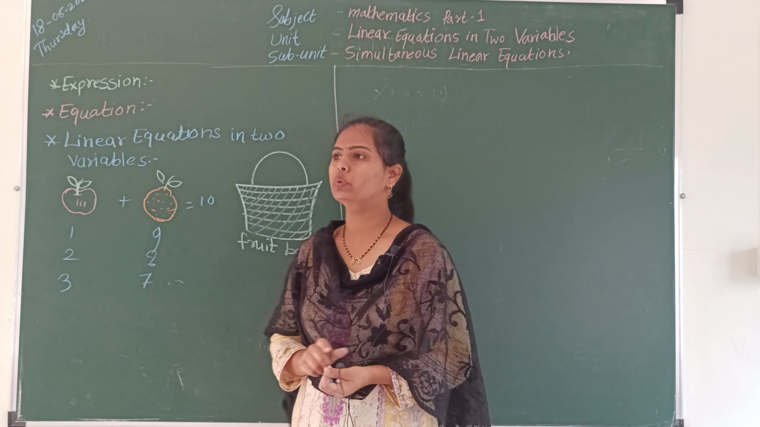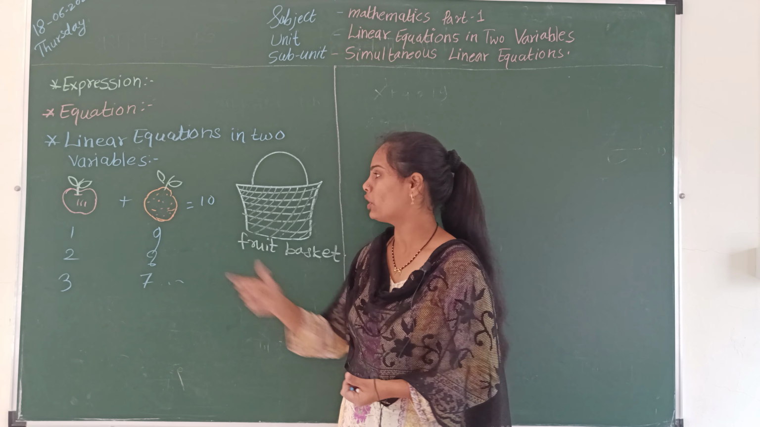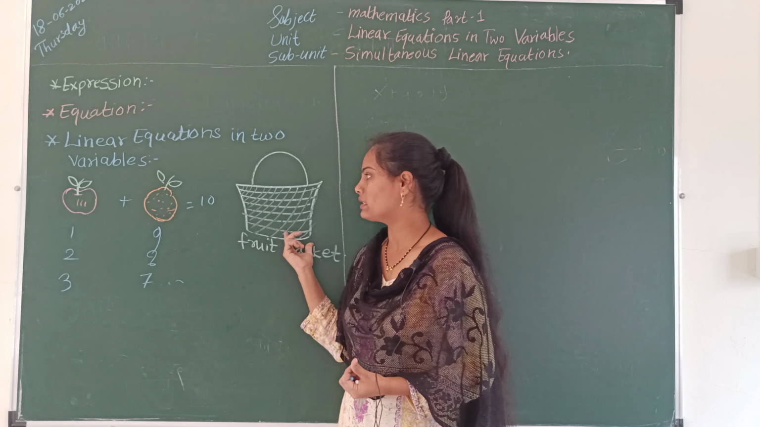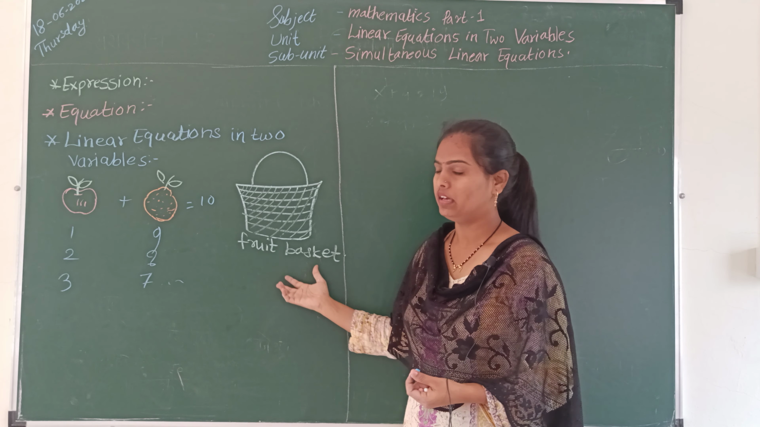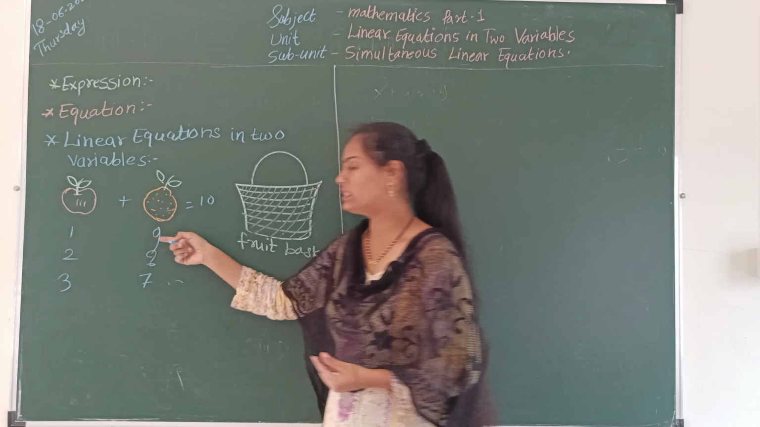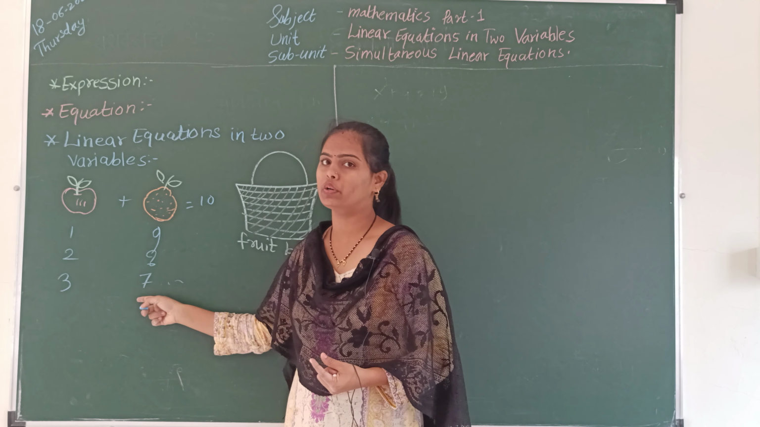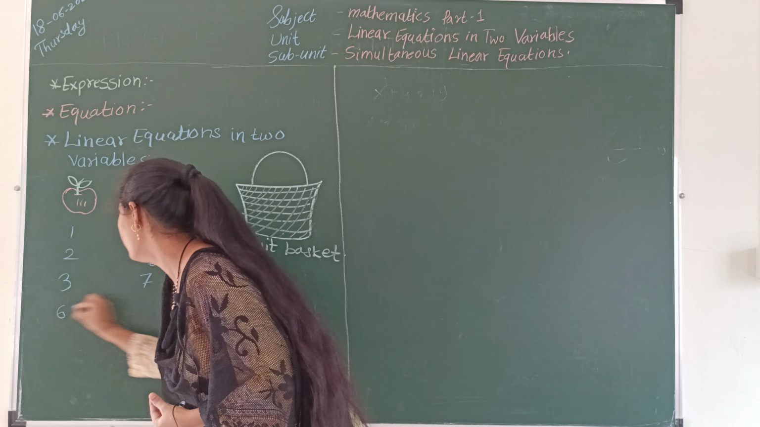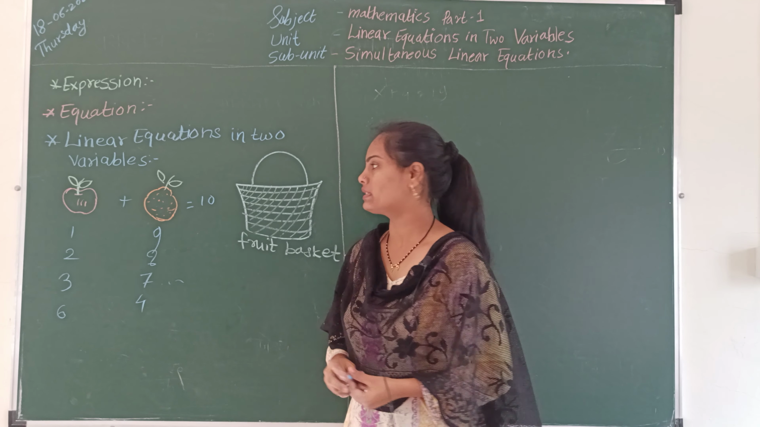If I tell you there are 2 more apples than the number of oranges, can you tell me how many apples and how many oranges? Yes, you should try more values. 1 apple, 9 oranges; 2 apples, 8 oranges; 3 apples, 7 oranges. Now what is the answer? 6 apples and 4 oranges. Correct? 6 apples and 4 oranges.